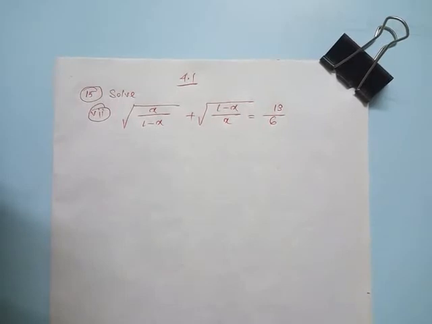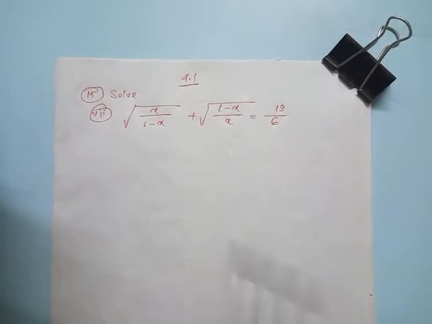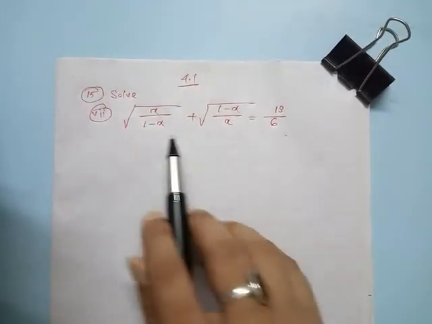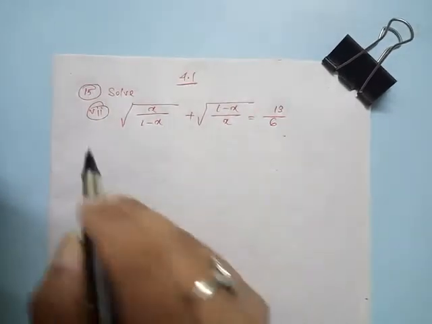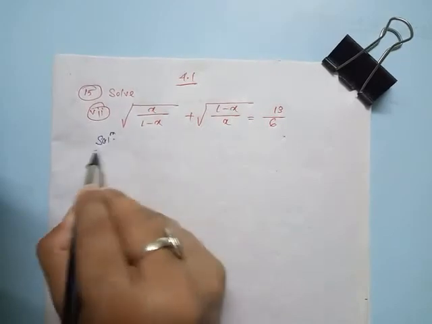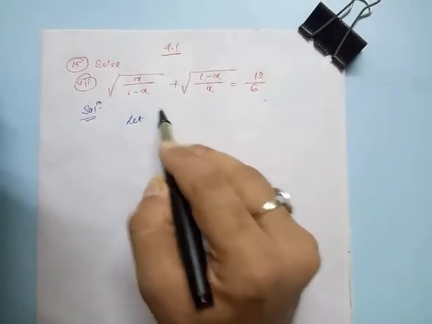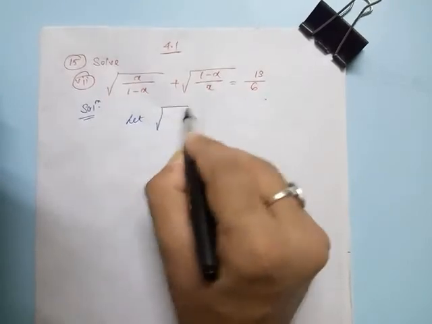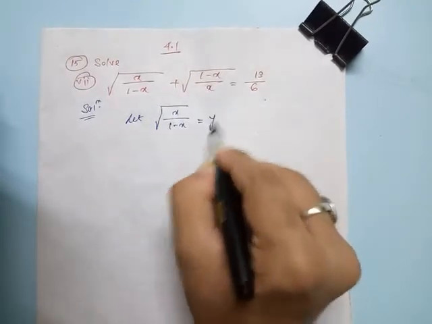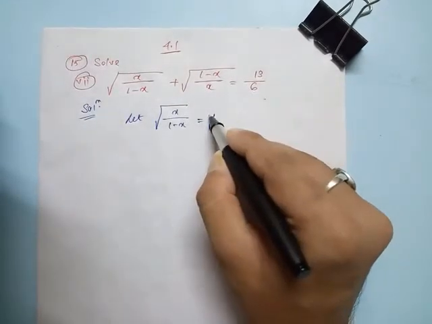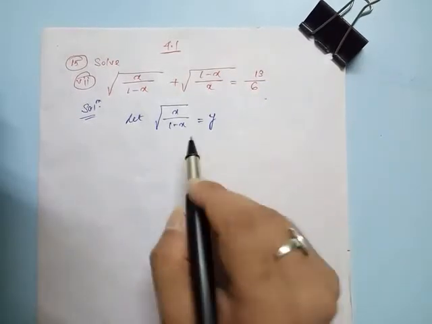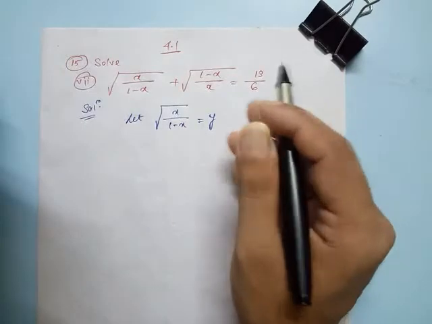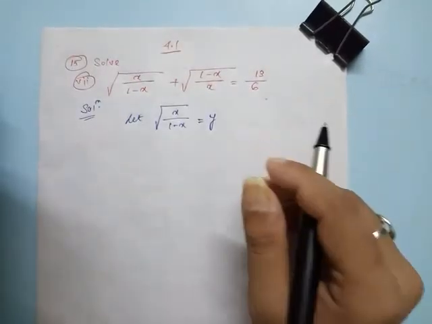Student, now I am going to solve exercise 4.1, class 10 advanced maths, question number 15, part 7. This is the equation as you can see. Now how to solve it? Let's have a look. First I will write here solution. Student, let root x by 1 minus x equal to y, or we can take a, b, c, x, z, or p, q, r, anything. I have taken y.